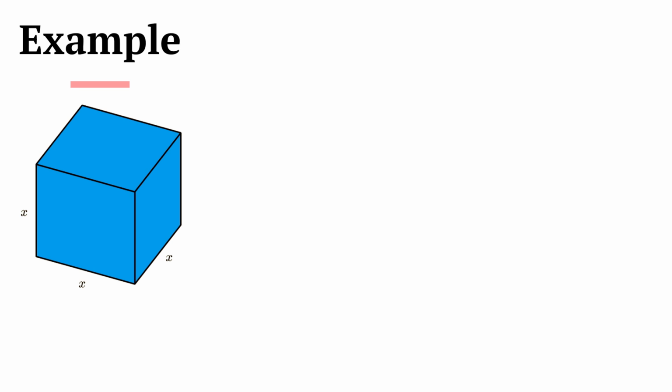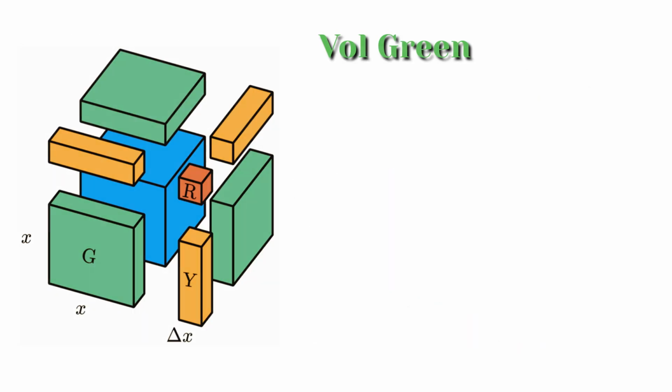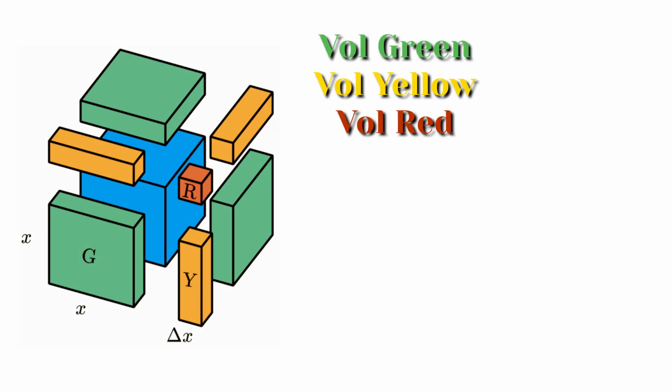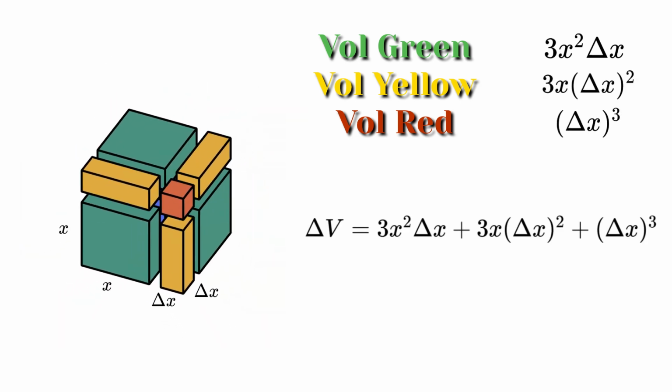For more clarity, let's solve one more problem. Consider a cube of side length x. If we increase each side by delta x, then the added volume represented by the green, yellow, and red blocks will be 3x squared delta x plus 3x delta x squared plus delta x cubed.